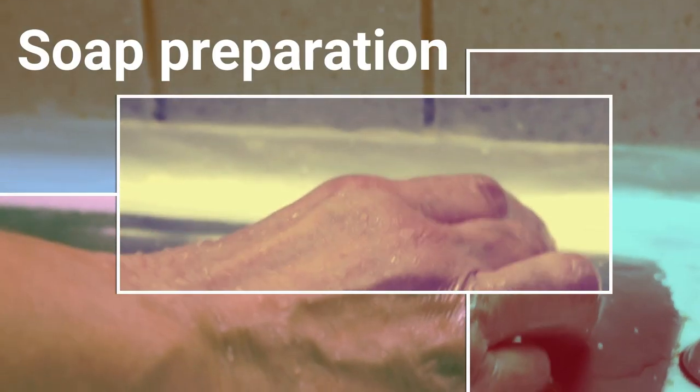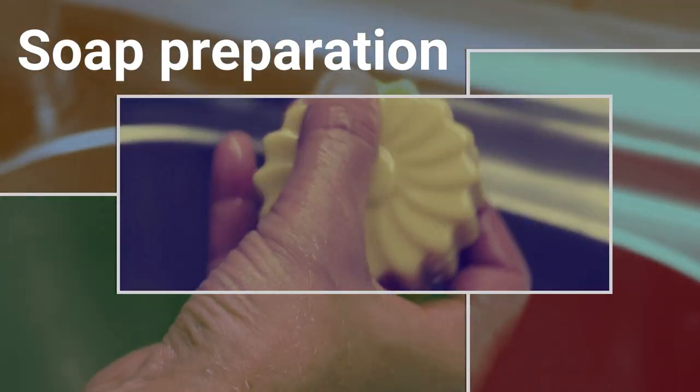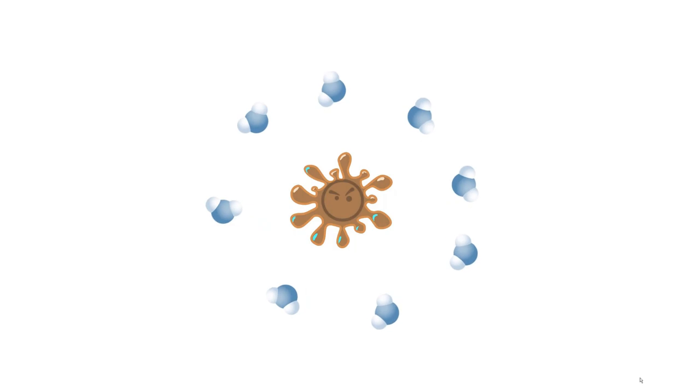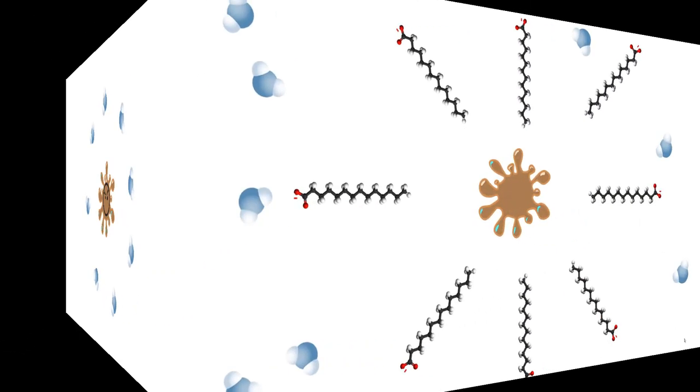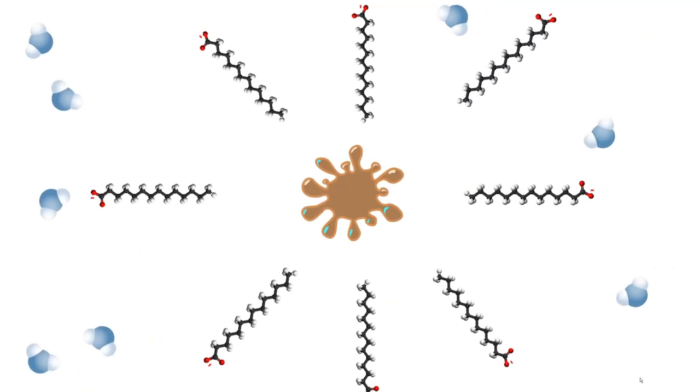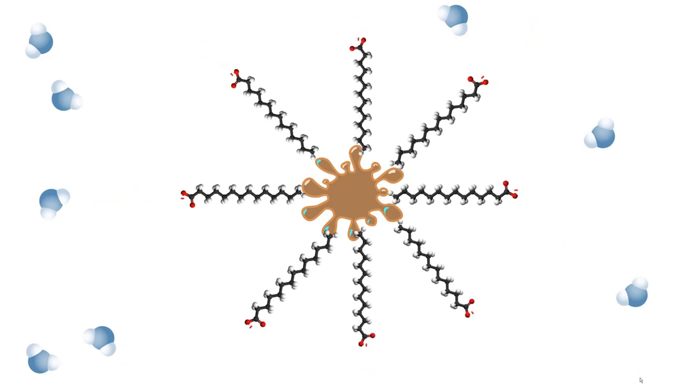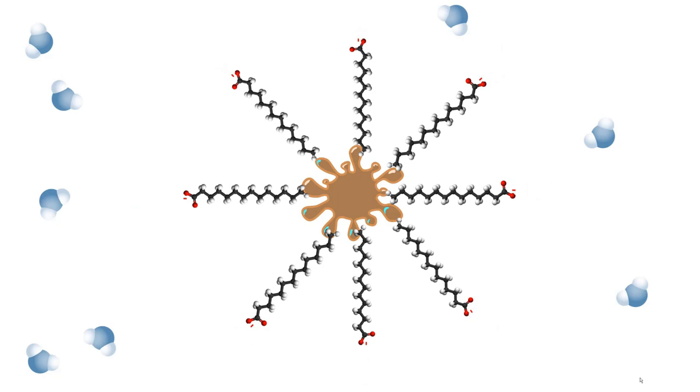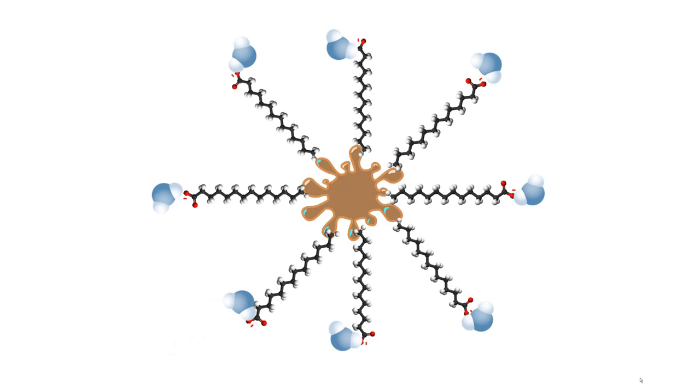Next, we proceed to soap making. Most stains cannot be cleaned with plain water because they are hydrophobic, and actually they push water molecules away. Soap molecules, which in fact are fatty acid salts, can interact with stains through their lipophilic tail, and at the same time they interact with water molecules through their polar head. This leads to formation of a particle called a micelle, which allows removal of the stain.